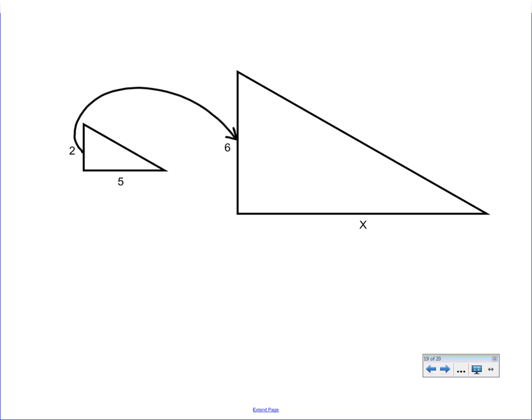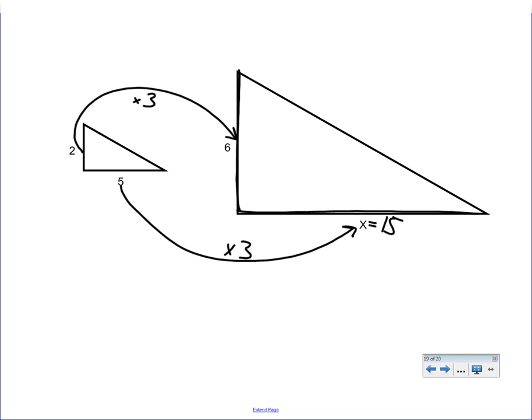So 2 times something gives me 6. Well, I recognize right away that that's 3. So 2 times 3 gives me 6. So if this side here is 3 times bigger, then this side also has to be 3 times bigger. So 5 times 3, x must be 15. Okay, easy enough.